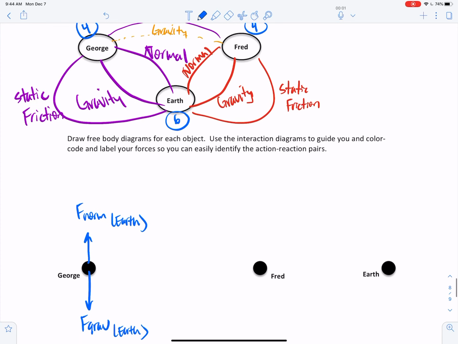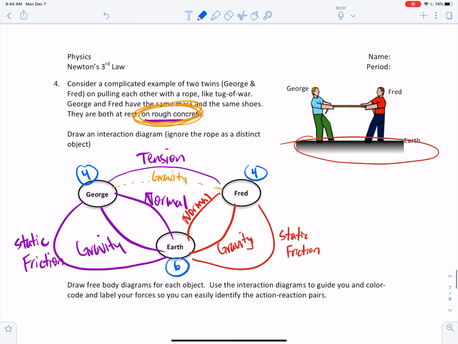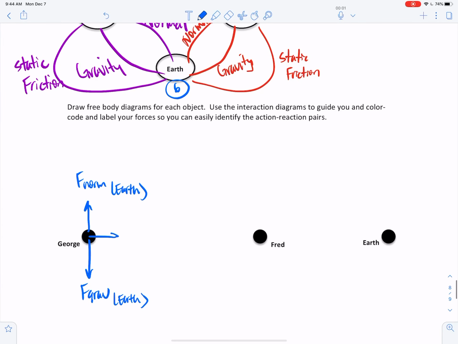George is going to be pulled with this tension, and here it is, right? Tension from Fred. But which way is that tension going to act? Well, imagine you're George over here, and you've got this rope. Fred is pulling George towards himself, right? George is going to get pulled this way from that rope. So we want a rightward force of tension on George, and that's coming from Fred.